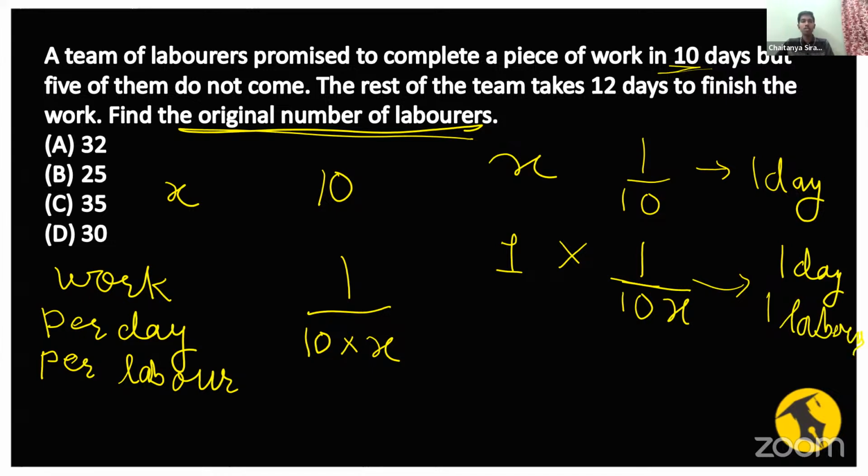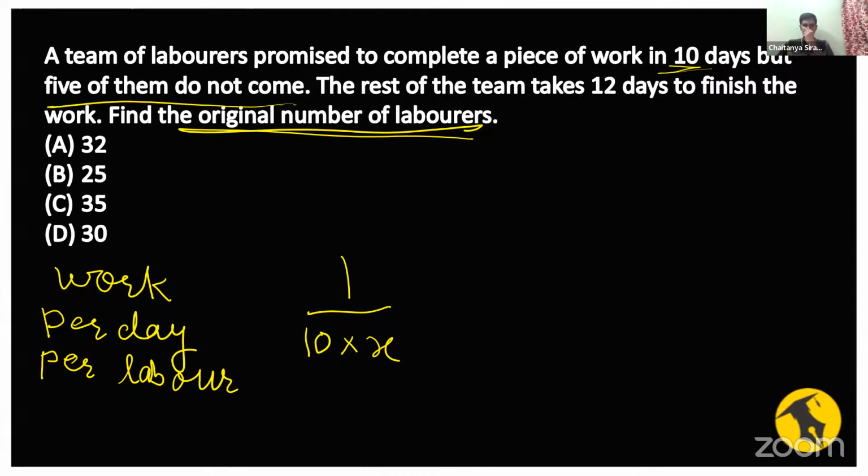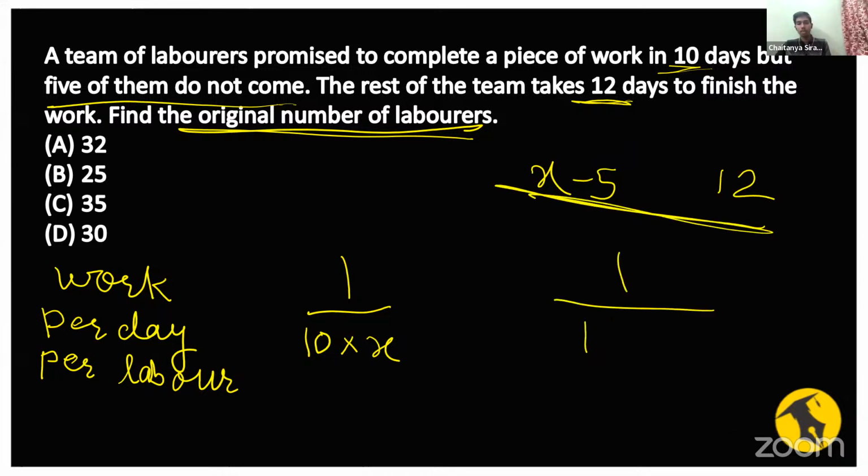All right. So here we are not just interested in work per day, but work per day and per laborer. Now the question says, but 5 of them do not come. So now I have X minus 5, and these X minus 5 laborers complete the work in 12 days. So what's the efficiency for these people? It should be 1 upon 12 into X minus 5.